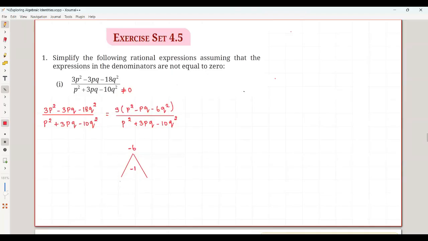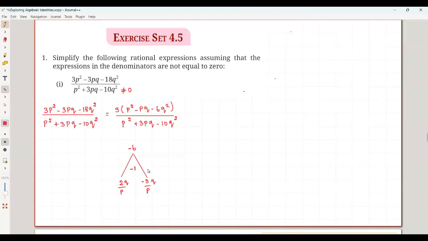So we can identify the pair: 2 threes are 6. While adding, I have to get minus 1, so I can take it as minus 3. 2 into minus 3 is minus 6, and while adding, I am getting minus 1. As there are two variables, normally this one will be taken as the denominator. If it's only one variable, p plus 2, p minus 3 would be the answer. But as you have two variables, this is p, and we can take this as q.